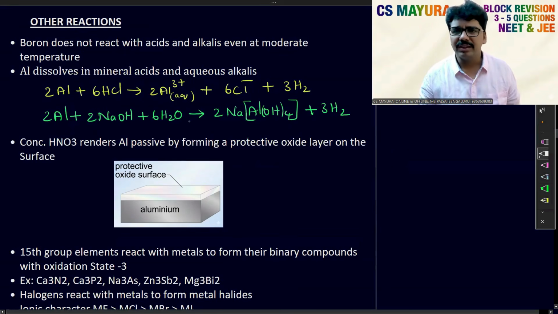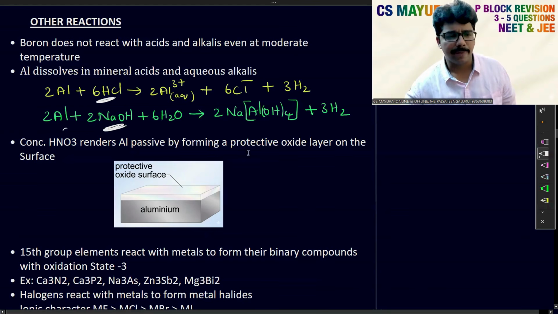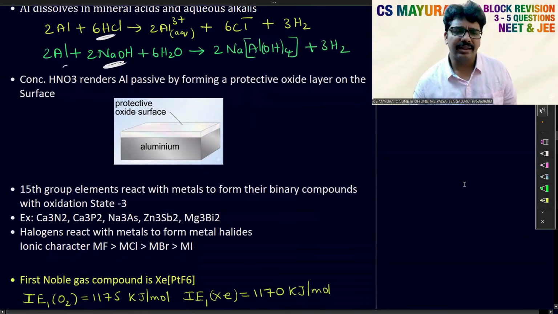But aluminum reacts with acid. Aluminum reacts with base also, right? Here, aluminum is reacting with HCl, and this aluminum is reacting with sodium hydroxide. So these are the corresponding products. And concentrated nitric acid renders aluminum passive. This one we have already seen.